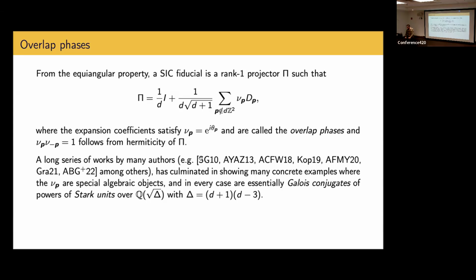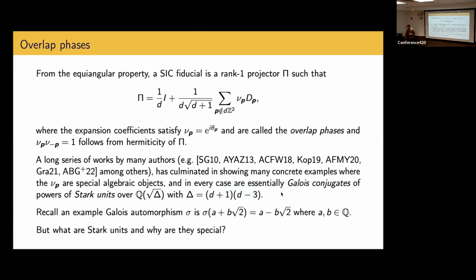And we now understand, culminating from a long series of works, that they are basically Galois conjugates, I'll explain what that is, of things called Stark units over Q adjoins square root of delta. So this is like rational numbers of the form a rational number plus a rational number times square root of delta, where delta is this number right here, d plus 1 times d minus 3. And so they're units in this number field.